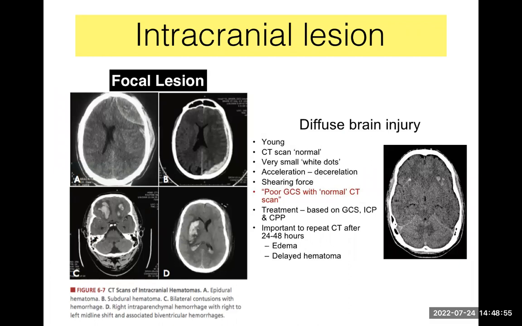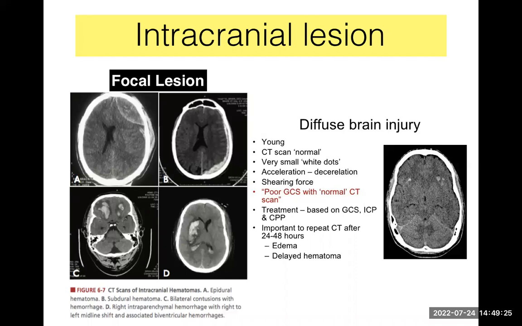Intracranial lesions can be divided into focal lesion or diffuse brain injury. For focal lesion, we are actually seeing the focal lesion such as intracranial hemorrhage based on the site of the lesion. But in diffuse brain injury, normally what we can see is that the CT brain is basically normal. You may see small white dots here and there, normally involving the acceleration, deceleration type of injury with shearing force.